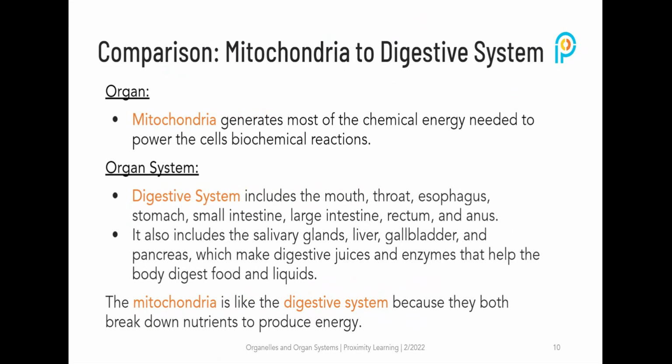And the digestive system includes the mouth, the throat, esophagus, stomach, small intestine, large intestine, rectum, and anus. It also includes the salivary glands, the liver, the gallbladder, pancreas. Then the pancreas makes digestive juices and enzymes that help the body to digest food and liquids. So the mitochondria is like the digestive system because they both break down nutrients to produce energy.